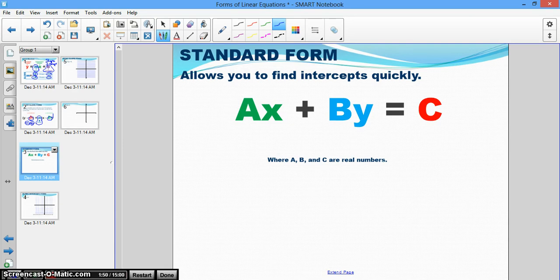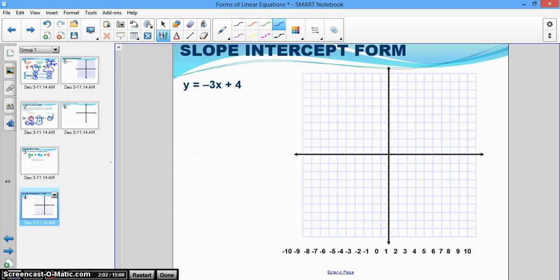In this equation, the a must always be positive and a whole number. So let's look at how you would use each form of the equation.